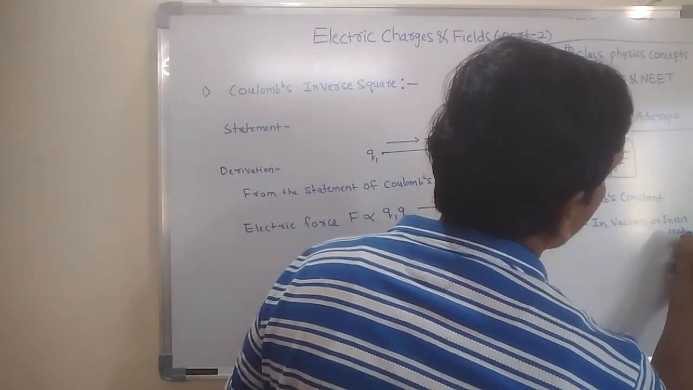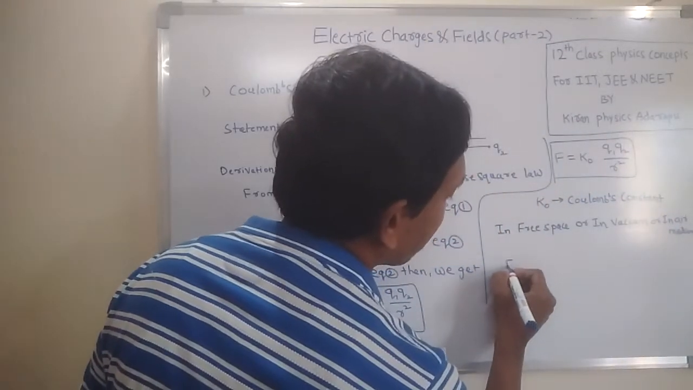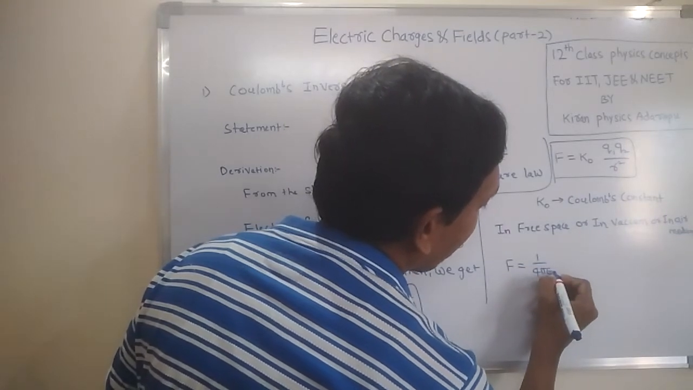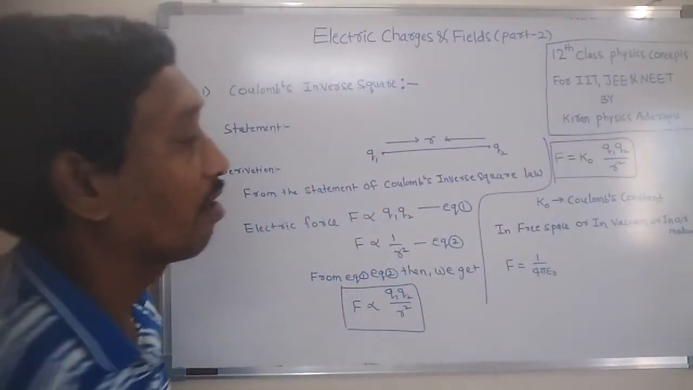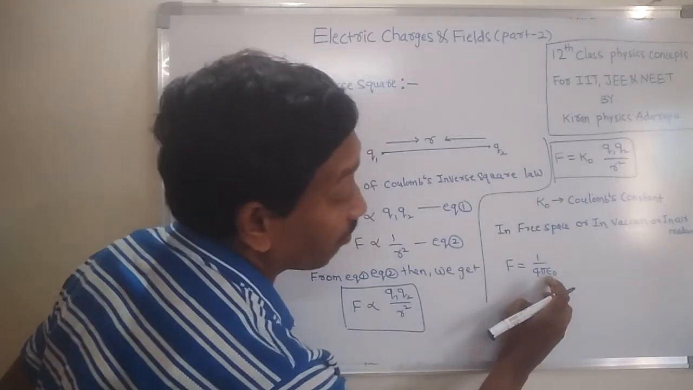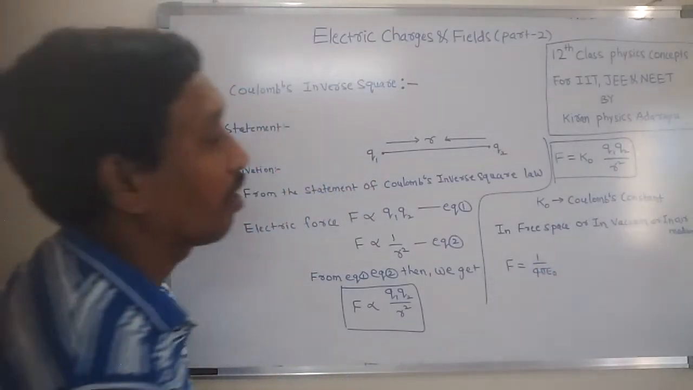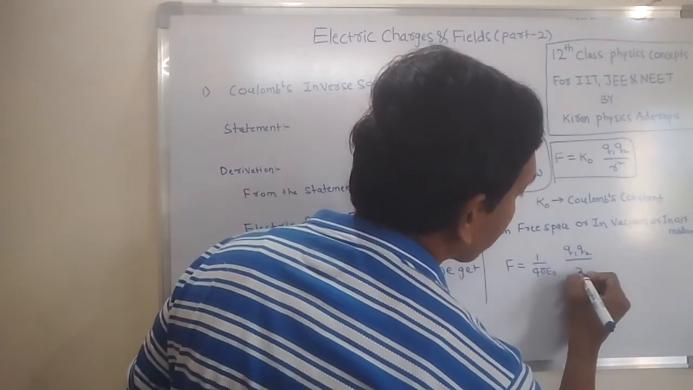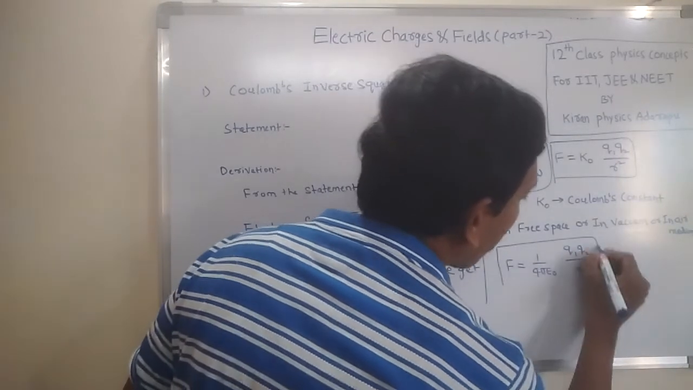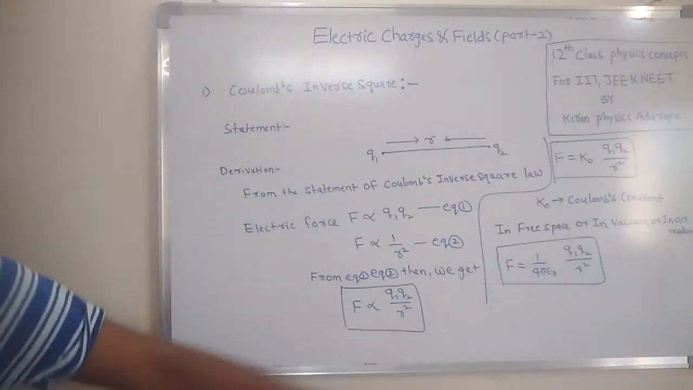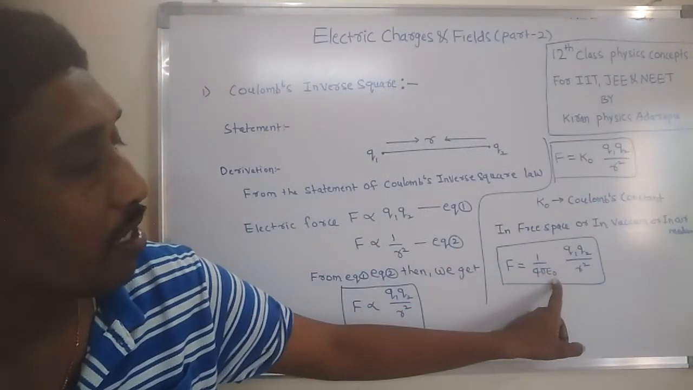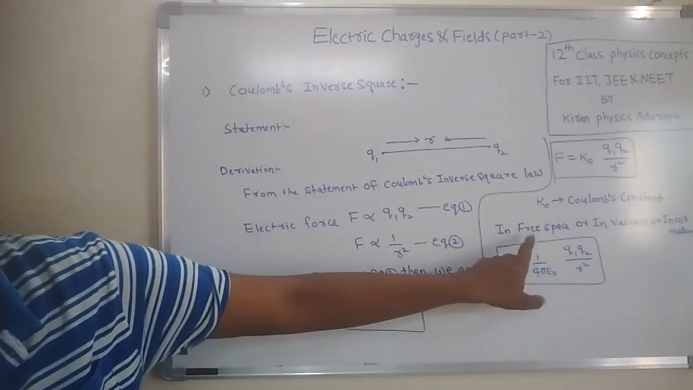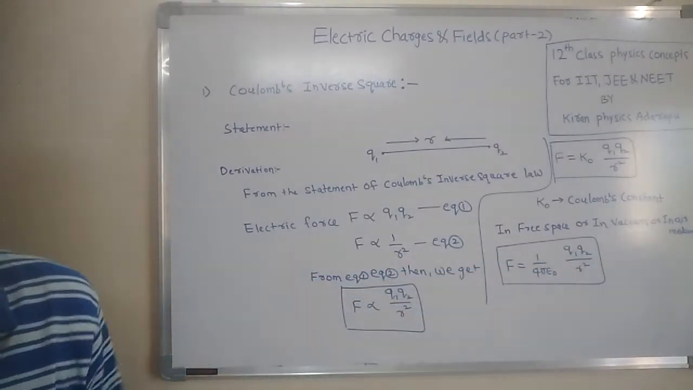So here, this Coulomb's constant expression is practically a measured value, indicated by 1 by 4 pi epsilon naught. This symbol is called epsilon naught, like E. 1 by 4 pi epsilon naught into Q1 Q2 by R square is the expression. This is the most important expression here. Electric force F is equal to 1 by 4 pi epsilon naught into Q1 Q2 by R square. This is the expression for electric force in free space, or in vacuum, or in air medium.